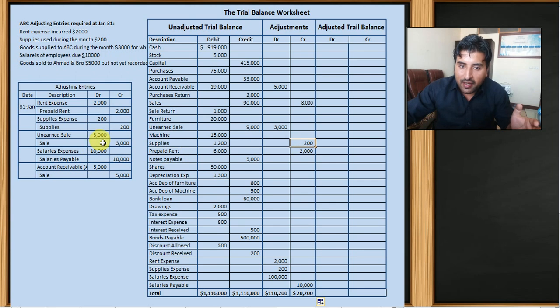And next unearned sale account debited 3,000. And next we have sale account credited how much? 3,000. Yes, here is a point. Yes, here credited 3,000. Okay, then we have salaries expense 10,000 debited.